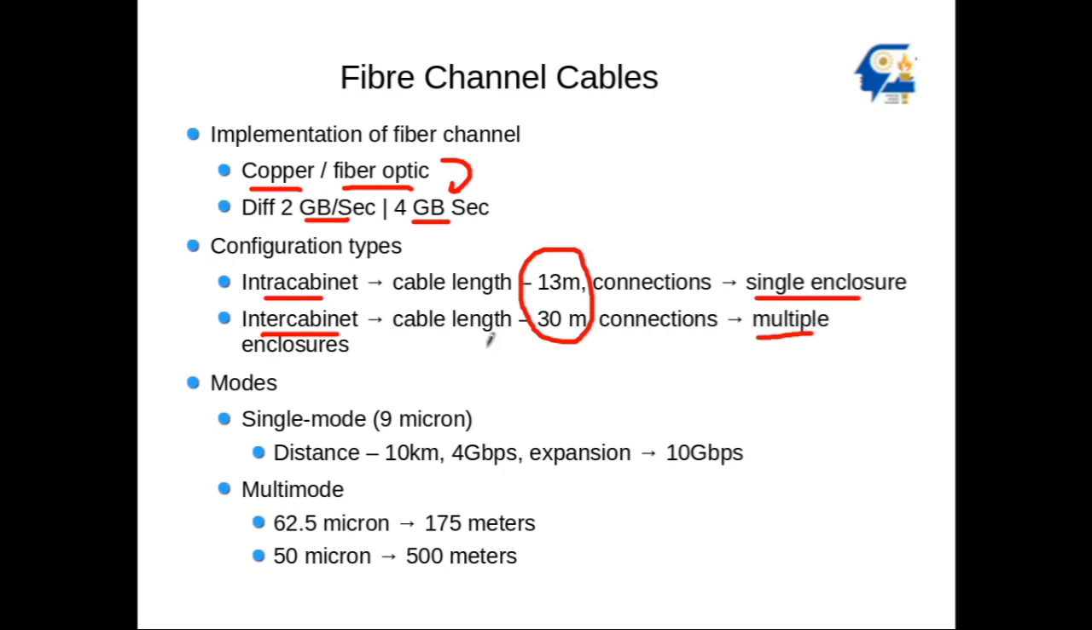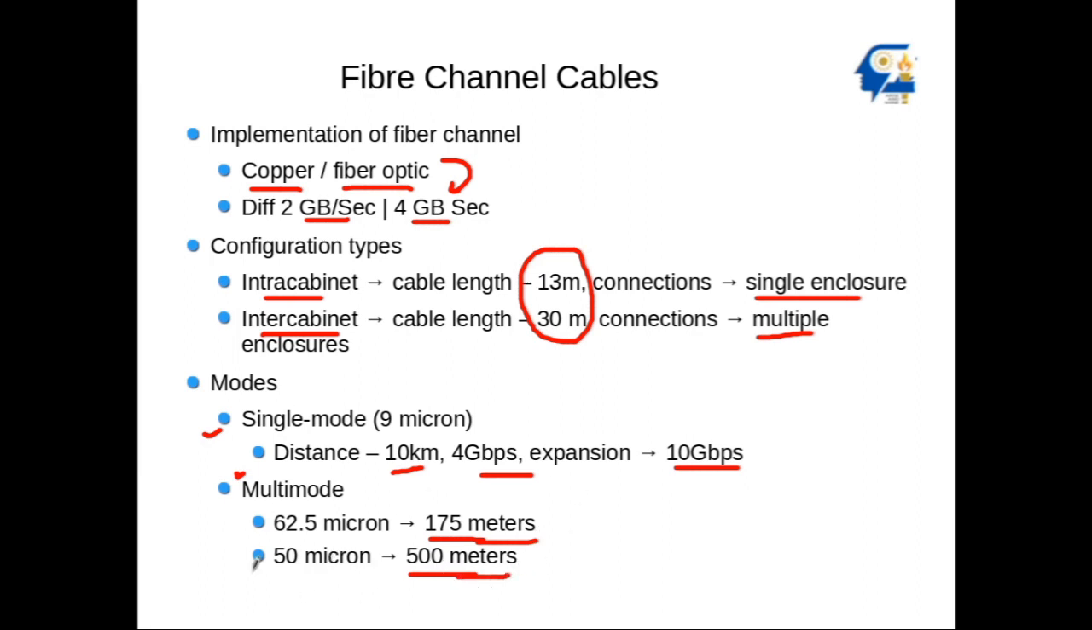And the modes, the kind of data transfer. There is a single mode as well as multi-mode transfer. Single mode covers a max of 10 kilometers at 4 gigabytes per second, and can be expanded up to 10 gigabyte. And multi-mode again has two types, 62.5 micron and 50 micron. The first one, 62.5 micron, supports up to 175 meters, and 50 micron supports up to 500 meters.